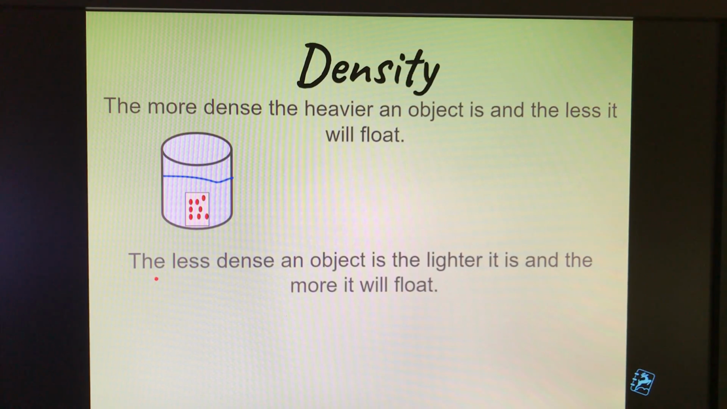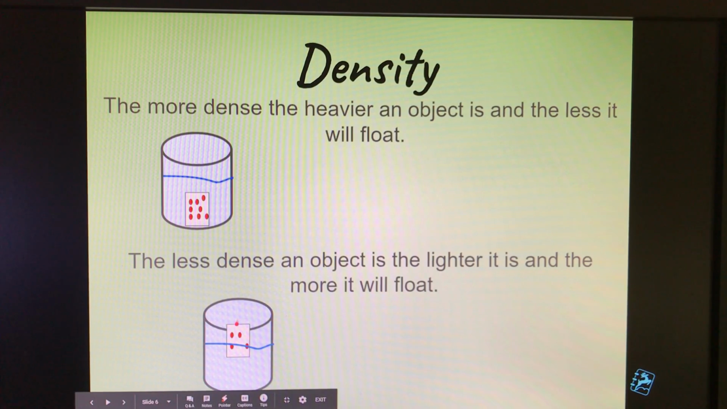Now let's look at this one. The less dense, more float. So here I have the same exact cup of water, and because my water has a density of 1, if my object's density is less than 1, it will float. Well, and that has to deal with the amount of volume. So here I have my object. My object is obviously less dense than the first one, so it's going to float more. And so it is less dense than water.